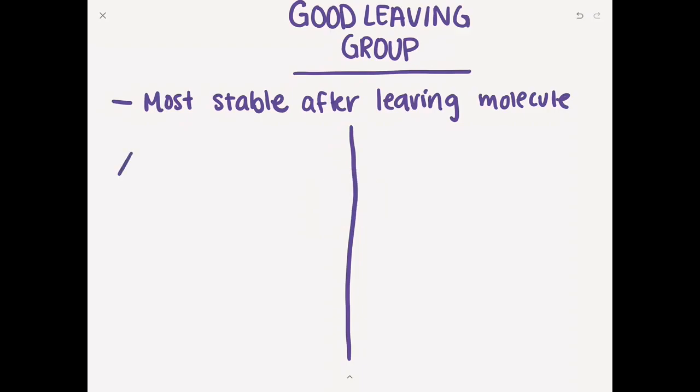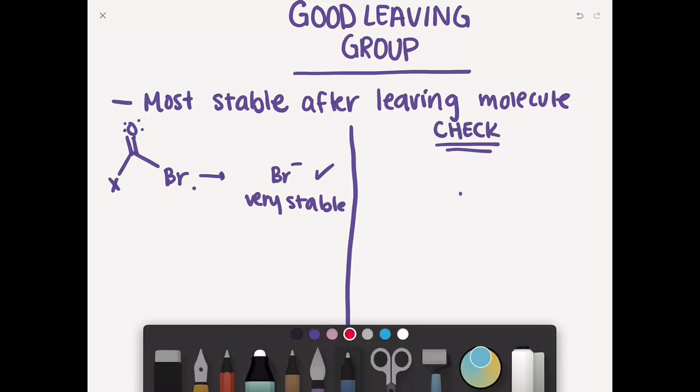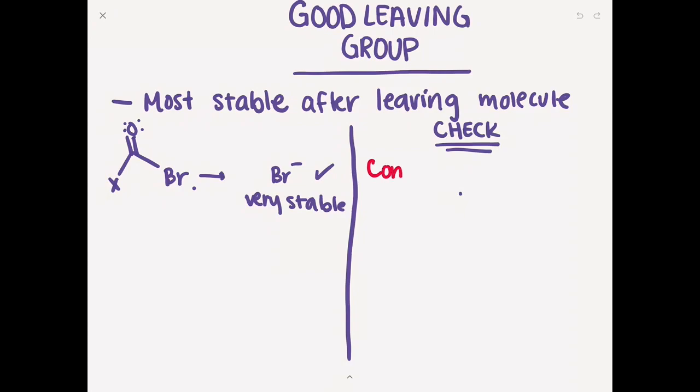What makes a good leaving group? Think about it this way. Try finding the atom that is most stable by itself once it leaves the carboxylic acid. To check yourself, try the conjugate acid test, or CAT for short. The stronger the conjugate acid, the weaker the conjugate base, the more stable the base is by itself.